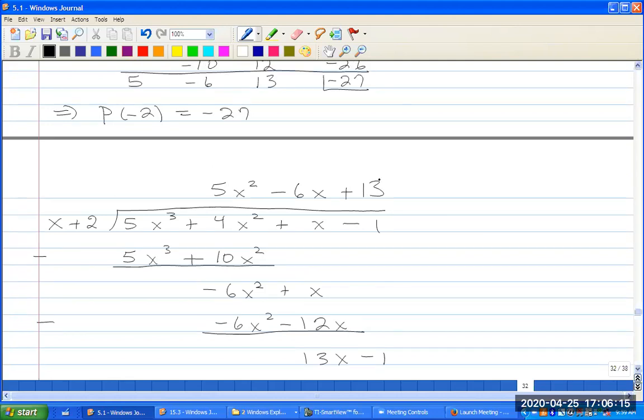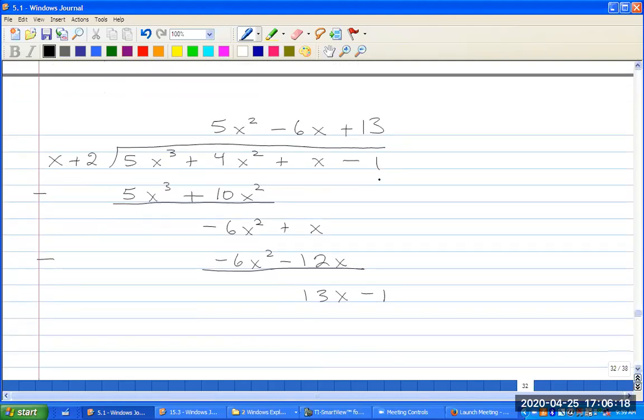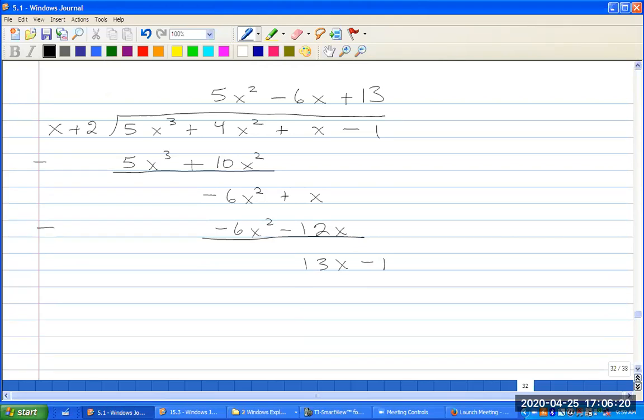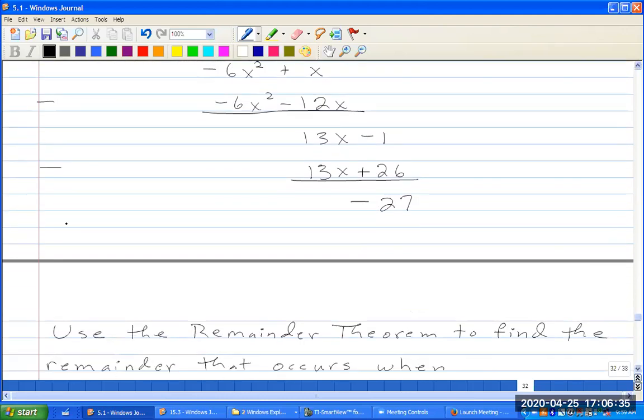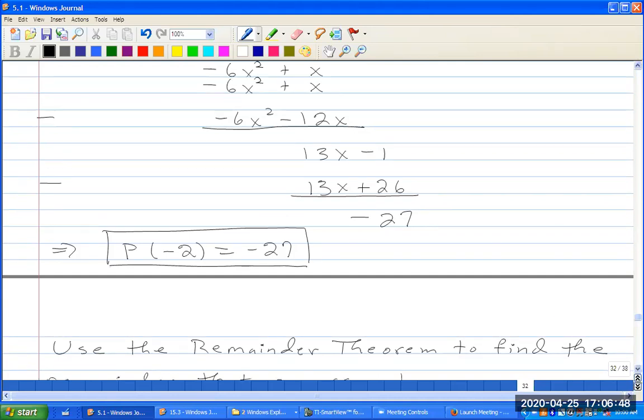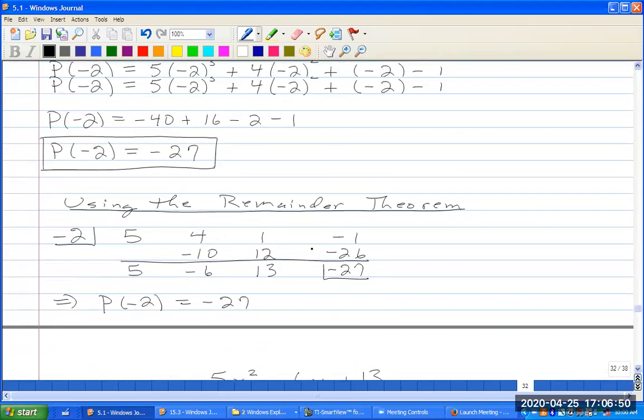Good. 13x divided by x is 13. Let's multiply by 13. So I get 13x plus 26. I subtract. Minus 1 minus 26 is minus 27. And so, by the remainder theorem, I have that P at negative 2 is negative 27. And that is good because now all the answers are the same.